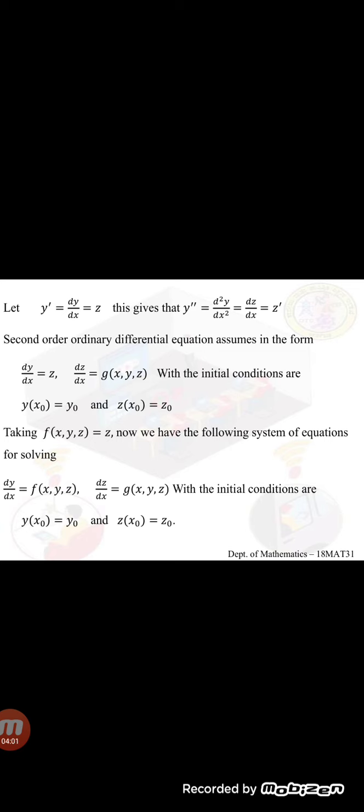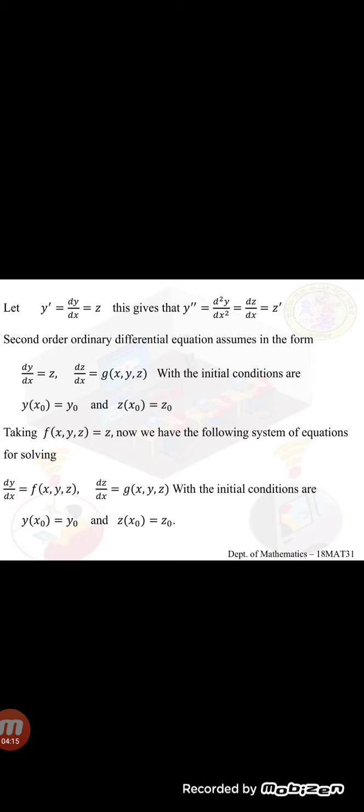As you studied in the previous module for first order, the same procedure will be continued here. But first we have to reduce the given second order differential equation to two first order differential equations with the initial conditions. Suppose you are given the second order differential equation in the form d²y/dx² = f(x, y, dy/dx) with initial conditions y0 and y0'. Then let us denote dy/dx, that is y', by z. If we denote dy/dx by z, then y'' is d²y/dx², which is z', that is dz/dx.